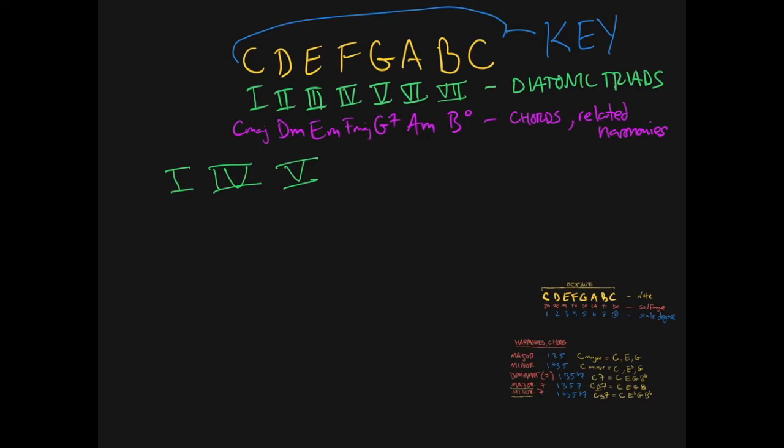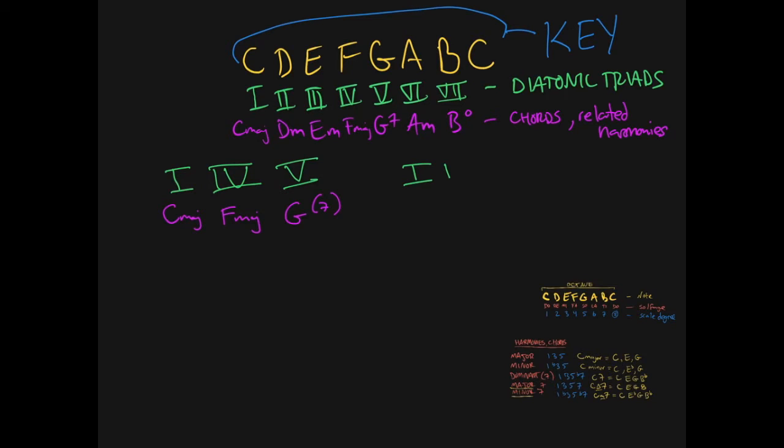So 1, 4, 5, a 1, 4, 5 progression, which is very common in blues and rock and roll music, would easily be understood as C major, F major, and G major or G7. Now the reason that G major and G7 are sometimes substituted is that a 7 chord already has a major chord inside of it, so you can easily swap in between.